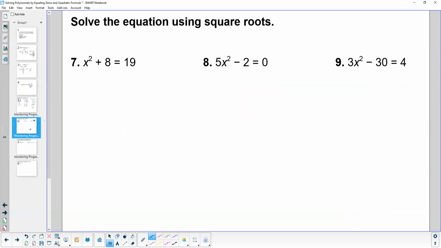So let's take a look at a couple more examples on how we would do this. So remember, step 1, we want to get our x squared alone.